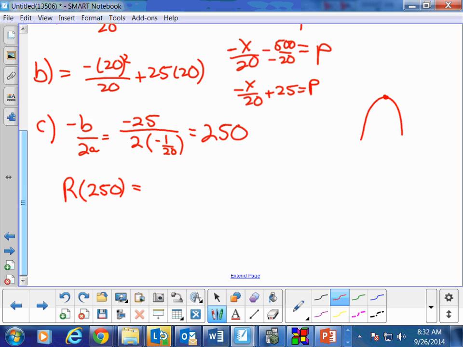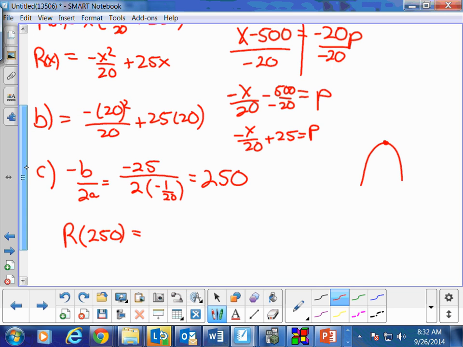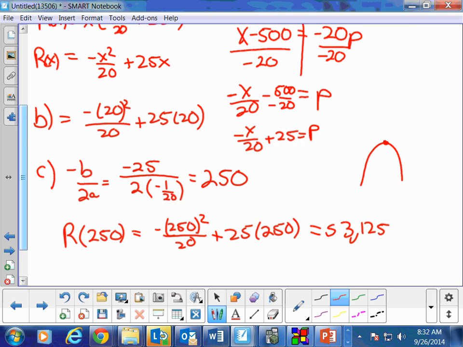So using that 250 in my original equation, negative 250 squared divided by 20 plus 25 times 250, means that my maximum amount of revenue is going to be 3,125. And that's how I get my maximum revenue.